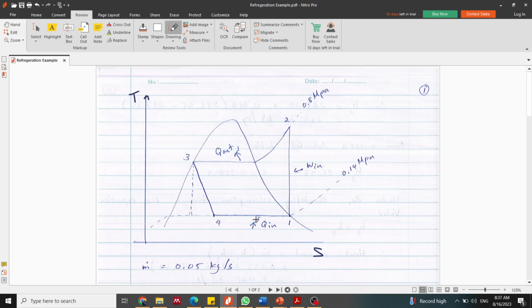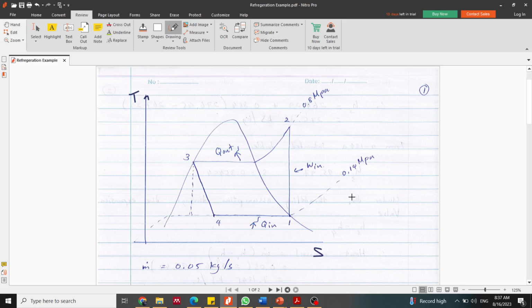Then from 4 to 1 we have the evaporation process in the evaporator, where you have a mixture of liquid plus gas, and the heat is absorbed. That is how we feel the coolness, and once it absorbs the heat it becomes 100% saturated gas. So we have a mixture here, and 100% gas here. So that is the process: compressor, throttling valve or expansion valve, condenser, and evaporator.